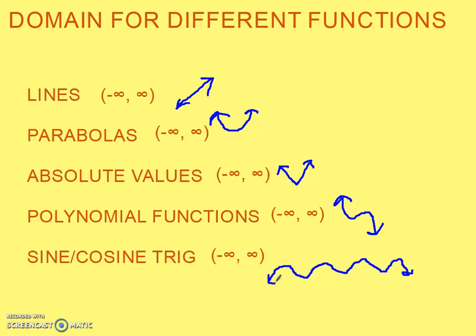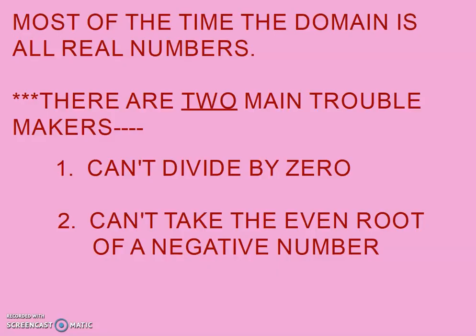So looking at this list, you're going to notice there are a lot of functions that have a domain of all real numbers. We really have 2 troublemakers that do not give us a domain of all real numbers. Those 2 troublemakers are whenever we're trying to divide by 0 or we're trying to take the even root of a negative number. So most of the time the domain is all real numbers. However, if we end up with a fraction where we can't divide by 0, or if we end up with a radical that has an even root, we can't take the even root of a negative number.